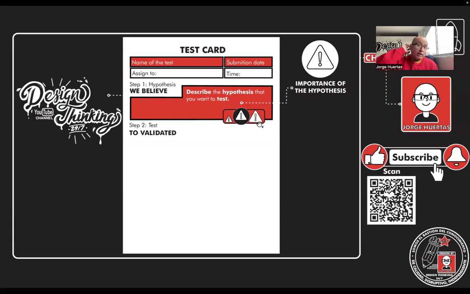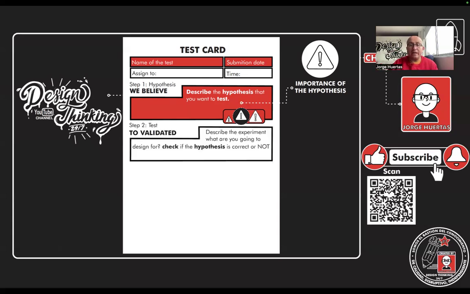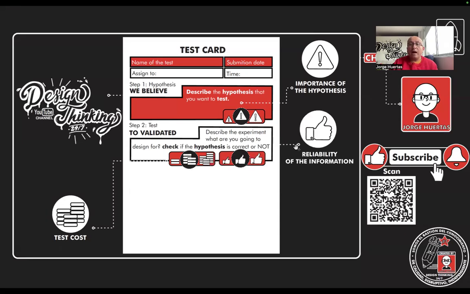Then, what are we going to validate? The idea here is to describe the experiment that you are going to design to check if the hypothesis is correct or not. Very important here is how much the test costs. So this one is very cheap, this one is average, and this one is very expensive. And of course, how reliable is the information that you are going to collect.